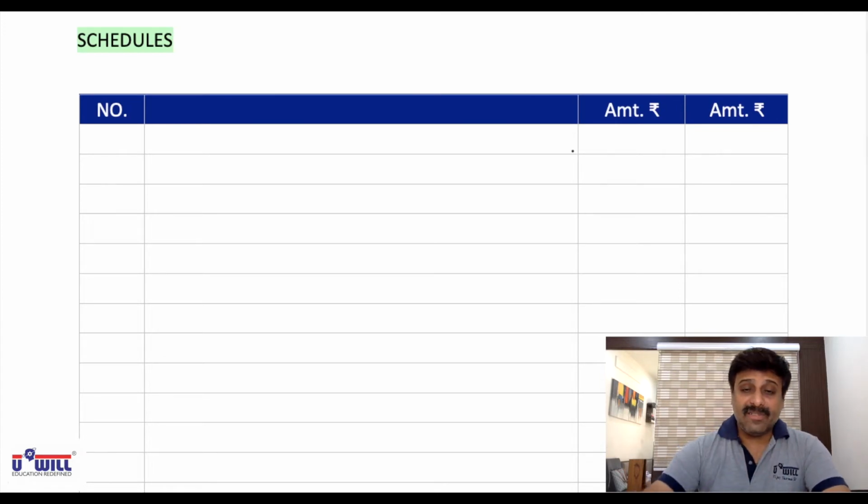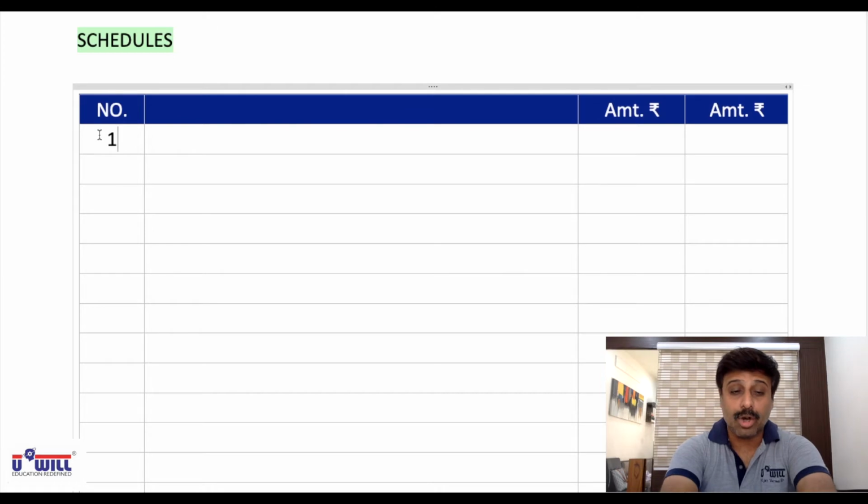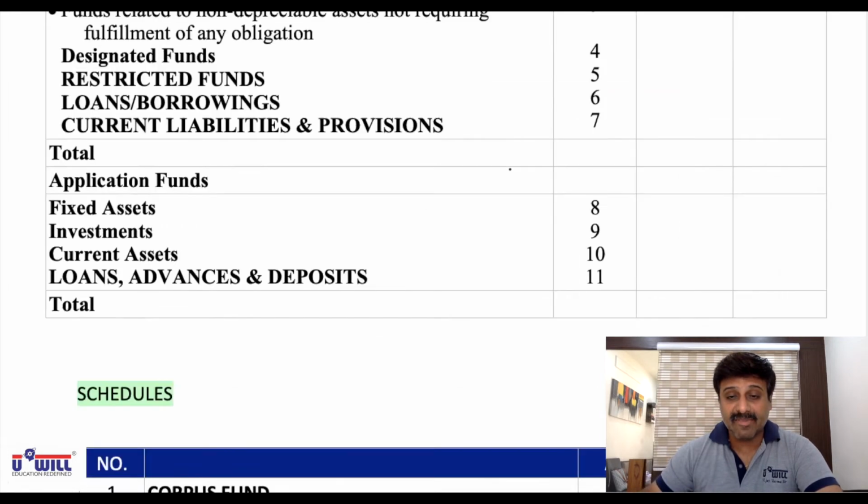I hope you all are done with the formats. So now we start with the schedules. Okay, let us start with it. Be attentive. First schedule we make for corpus fund. So CF marked items will be taken here. Look at CF marked items.